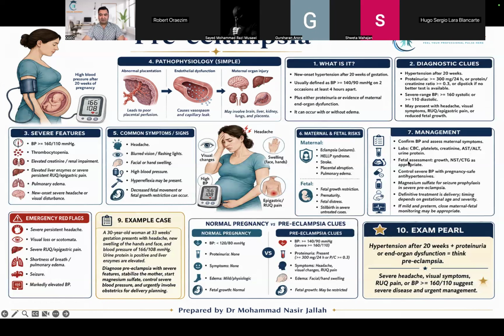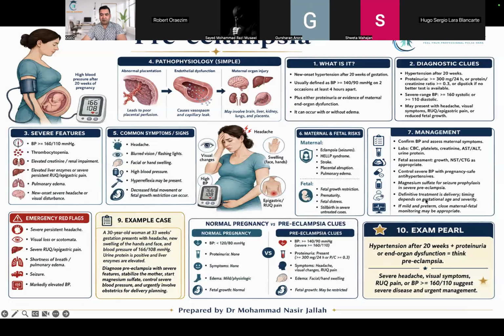blood pressure and assess maternal status. We do all this because these are important to know: the CBC and the platelet. Why? Because the platelet will be low, creatinine will be high, AST/ALT will go high, and urine protein will go high. Fetal assessment: growth, non-stress test, and CTG as appropriate. Control severe blood pressure, magnesium sulfate for seizure prophylaxis in severe preeclampsia. Definitive treatment is delivery.